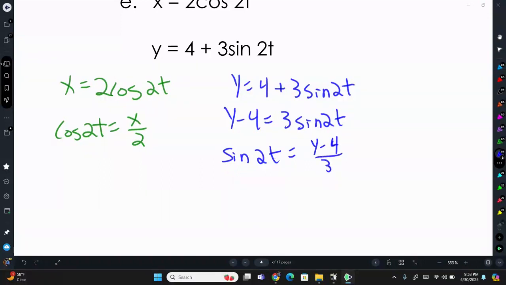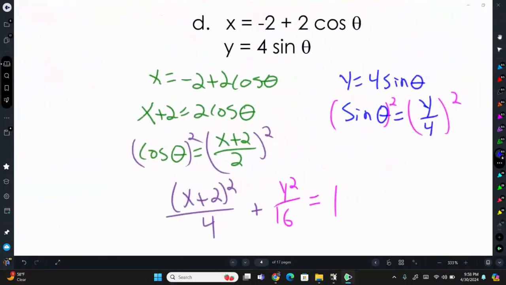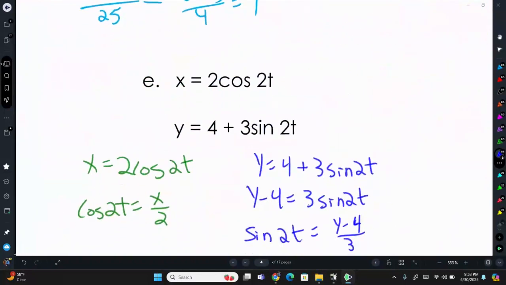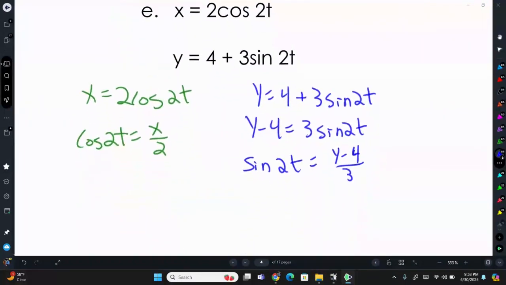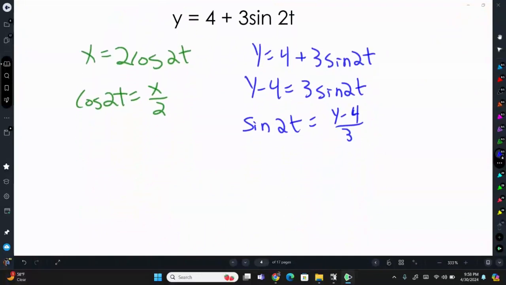Now, you might notice a difference with this one. It says cosine of 2t and sine of 2t. This one is just theta. It doesn't matter as long as the angles are exactly matching. And for us, they always will. We have cosine of 2t, sine of 2t. We can still use that identity where cosine squared plus sine squared equals 1.